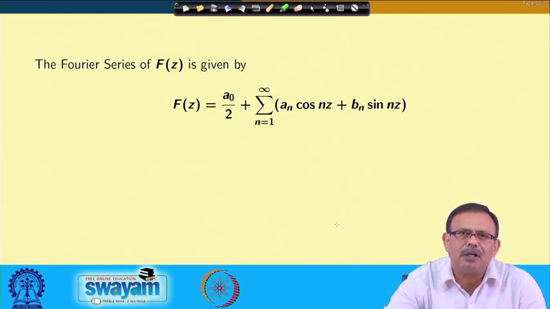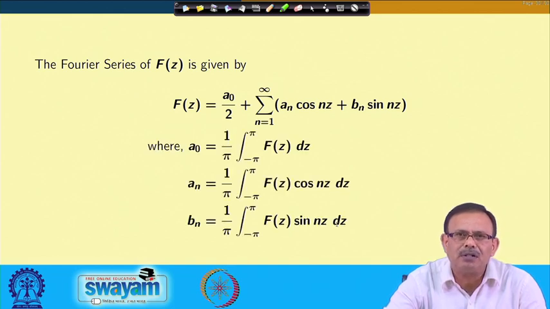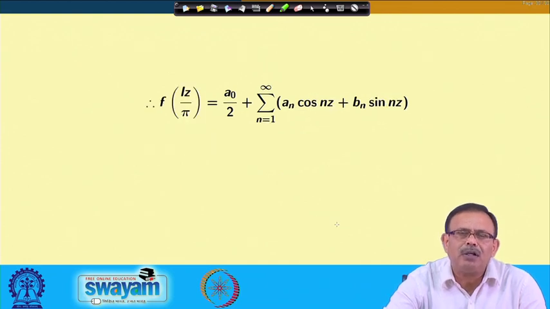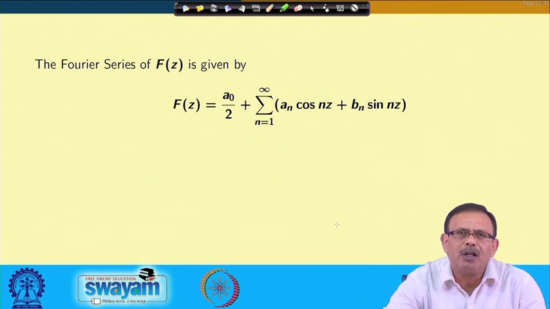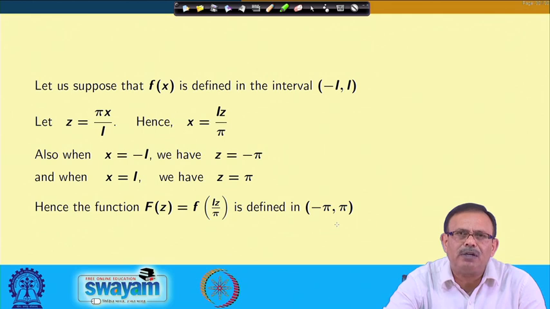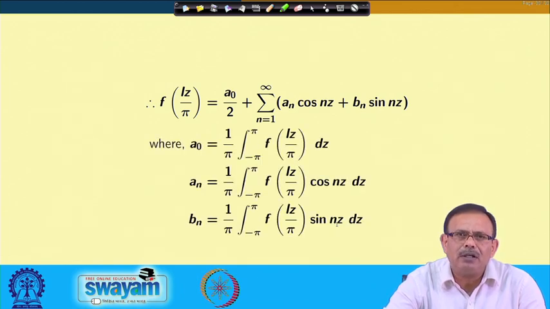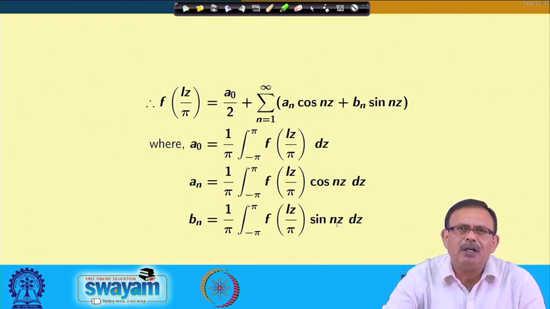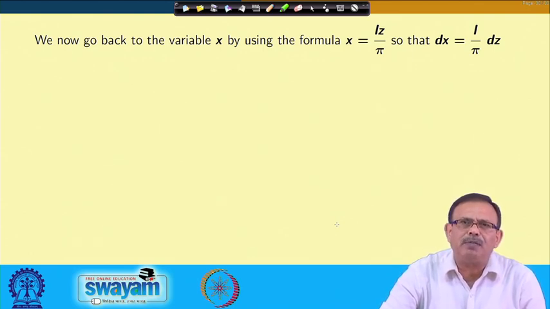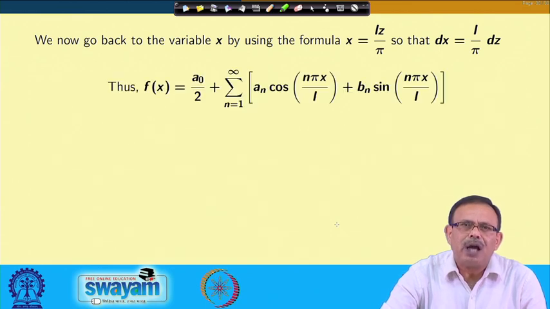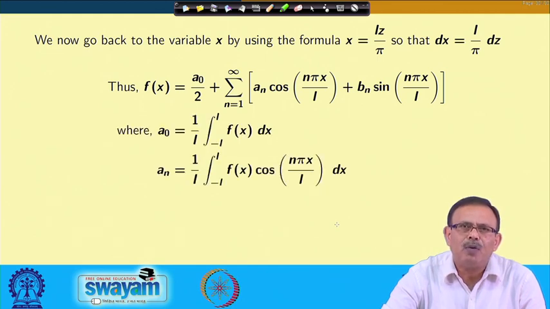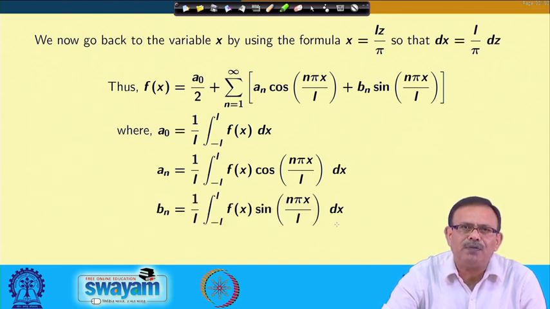So F(z) can be written in terms of this, where a naught, a n and b n are these three integrals. Now, substitute here: the value of capital F(z) is nothing but f of Lz by pi, which we have shown earlier. So once I write this, I will obtain f of Lz by pi, where a naught, a n and b n will be changing. Now, I have to replace z by x using the formula x equals Lz by pi, so that dx I can represent in terms of dz, and then f(x) can be written as a naught by 2 plus summation n equals 1 to infinity a n cos n pi x by L plus b n sin n pi x by L, where a naught, a n and b n are these things, defined from minus L to L.